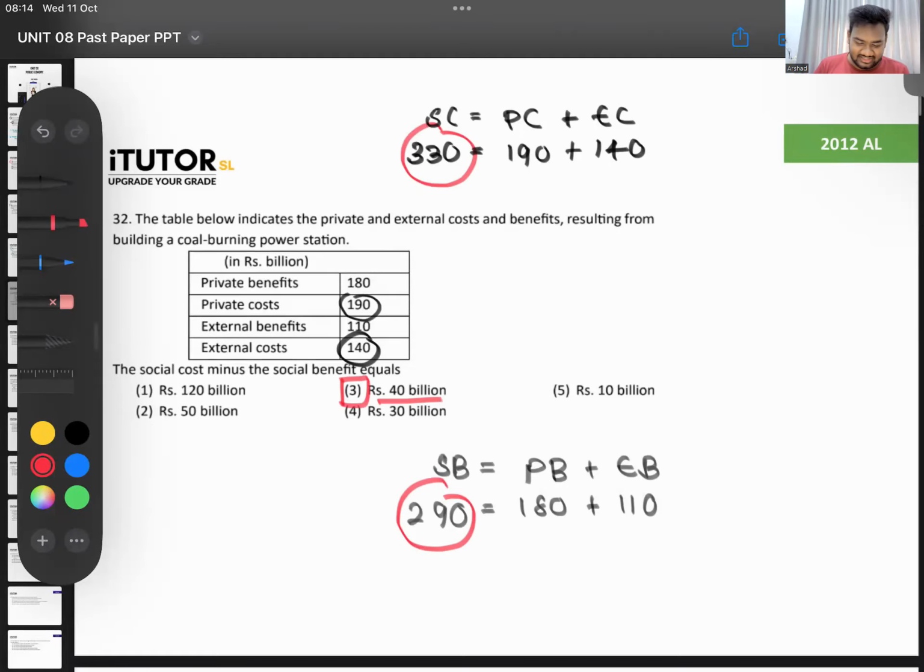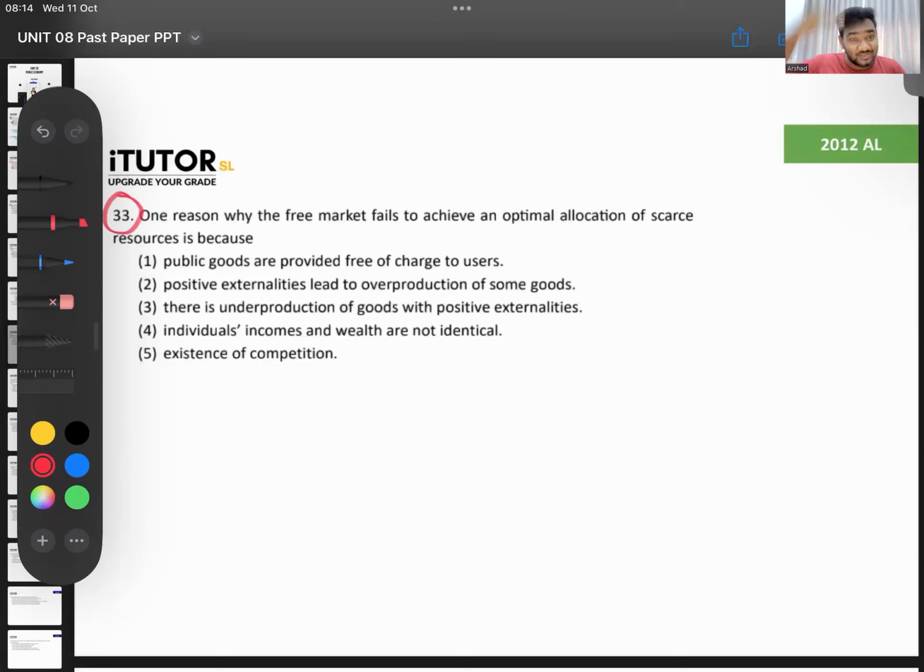Okay, question number 33. We have learned this now. One reason why the free market fails to achieve optimal allocation of scarce resources. Remember the 2011 first question I taught you, inefficiency in resource allocation. Under that there were so many sub reasons, and they're asking you one of them. That means they're allocating their resources inefficiently. Why? Public goods are provided free of charge? Not that the public goods are provided free of charge, the public goods are not provided at all.